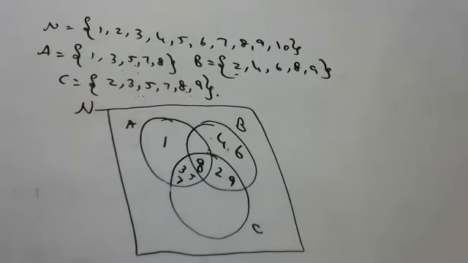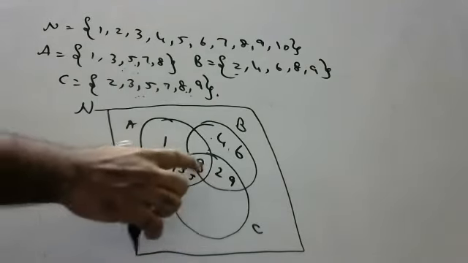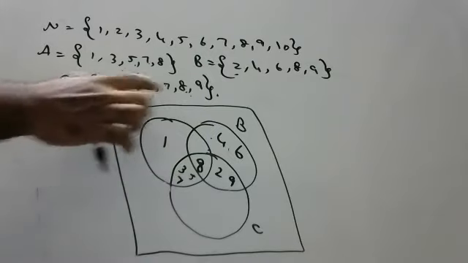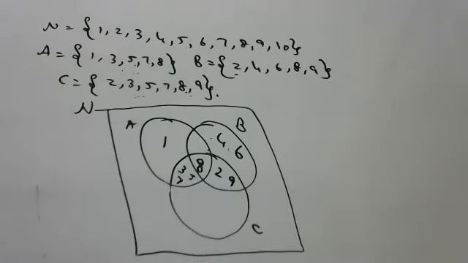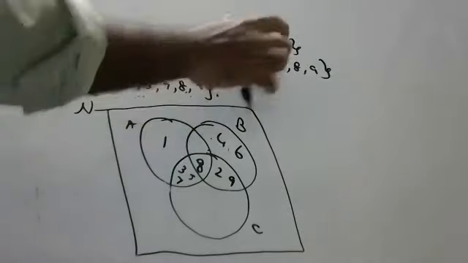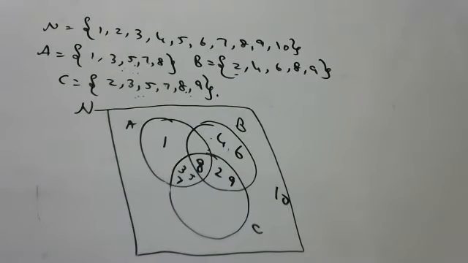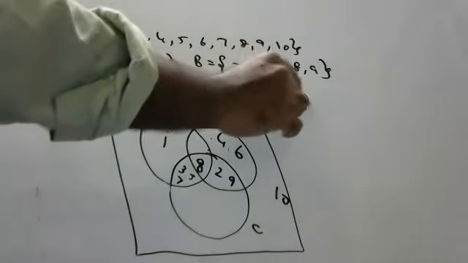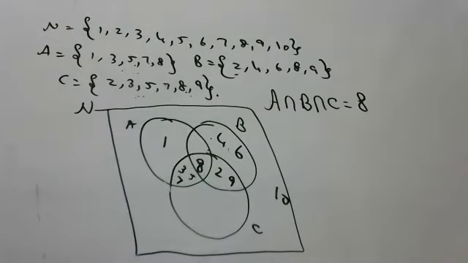Now in C, children, 2, 8, 9, 3, 5, 7, everything is over. And one number is not included anywhere, children. In the universal set, that is 10. 10 we will write in the universal set. That's all. Okay, so now if anyone asks you what is A intersection B intersection C, the simple answer, directly from the Venn diagram, you can give 8.